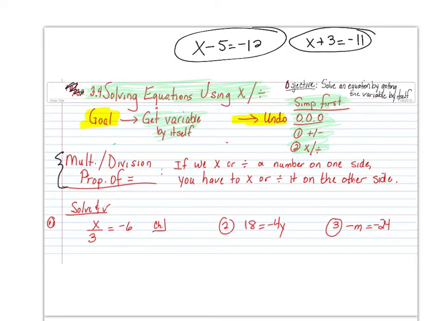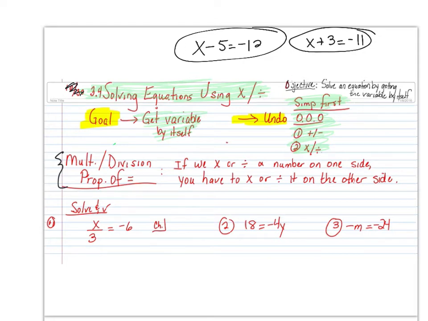It says if we multiply or divide a number on one side, what do we have to do? Do it on the other side? Do it to the other side, right? Do unto one side as we do unto the other side. Do you have those properties written down? I just put them both together rather than have to write it twice. Are you guys all right with that? Yeah.